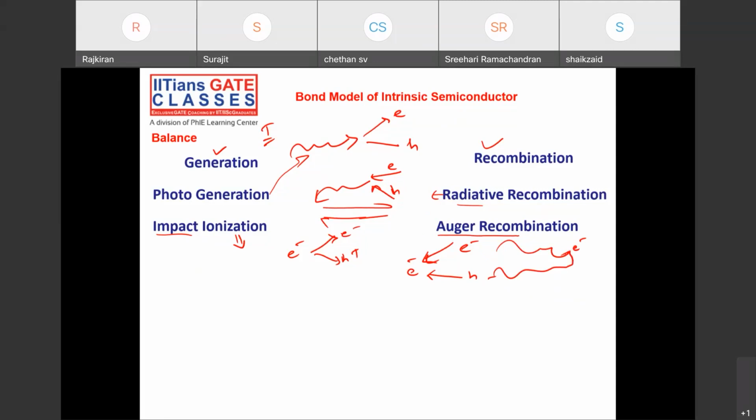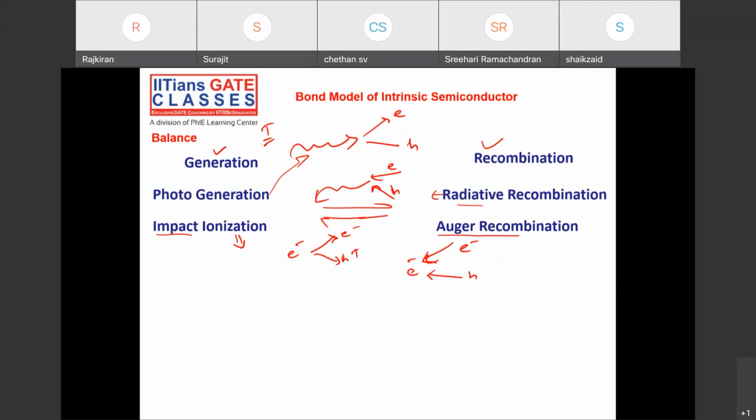Is it clear, or do I need to explain? What I am telling is, whenever an electron is liberated, it moves around and may hit an atom and generate an electron-hole pair. And whenever an electron-hole pair is moving around, they may meet somewhere, recombine and give the energy to another electron. Is that possible or not possible? Sure, sir. So that is called Auger recombination.